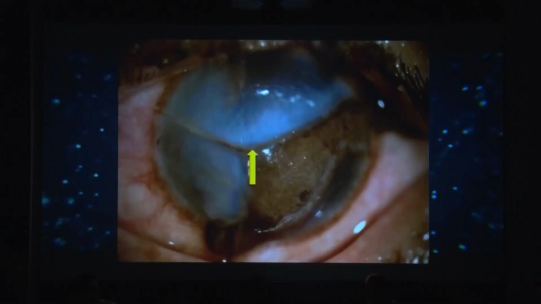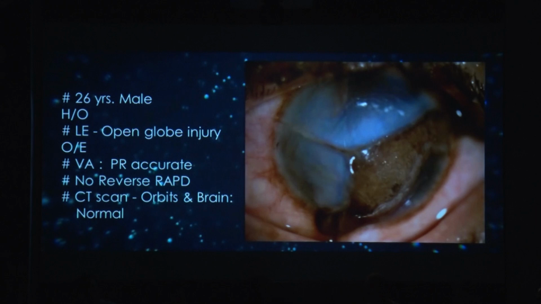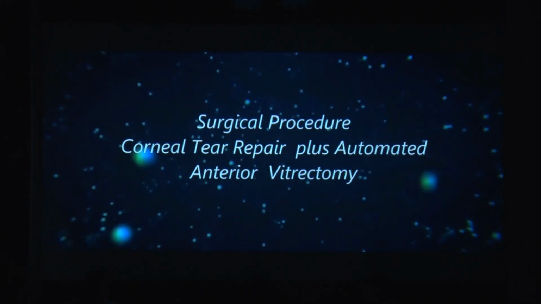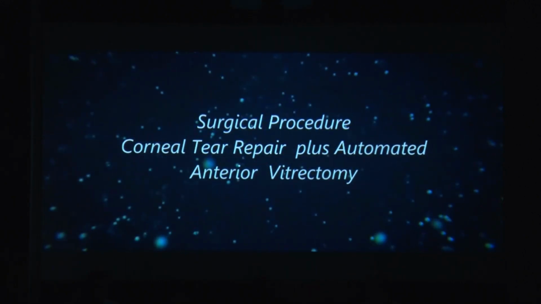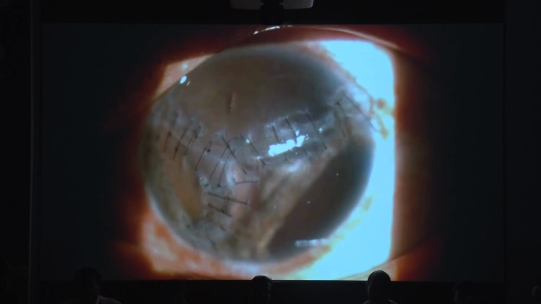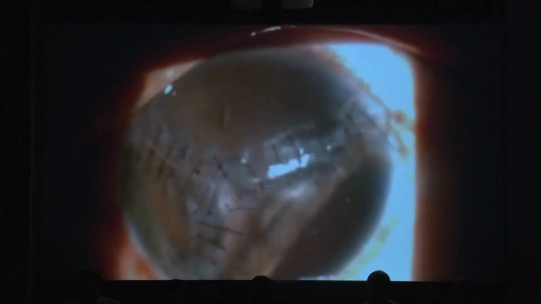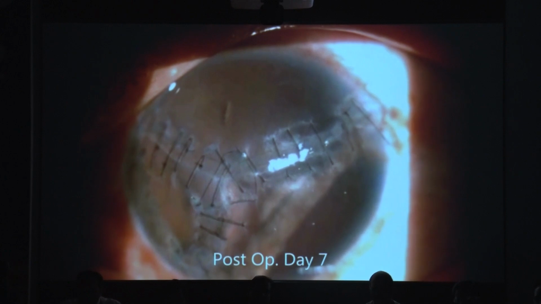A 26-year-old male presented with open globe injury. He had a full thickness tri-radiate corneal tear with uveal tissue prolapse. Projection of rays was accurate and there was no reverse relative afferent pupillary defect. The CT scan of brain and orbit was normal. The patient was taken for an emergency corneal tear repair with automated anterior vitrectomy. Intraoperatively, the lens was found to be spontaneously excluded.